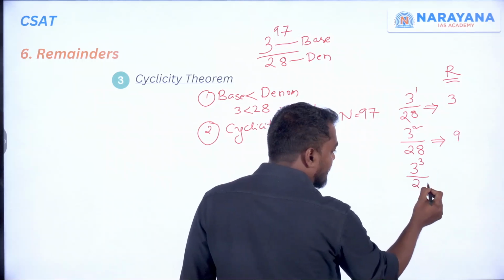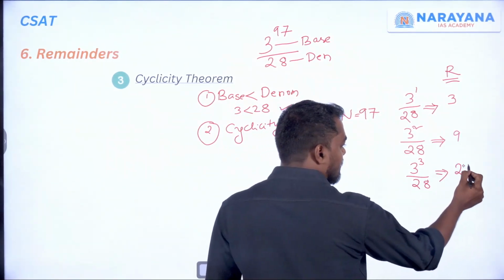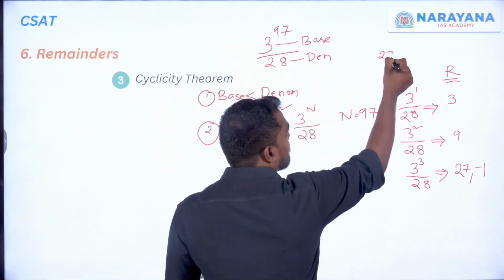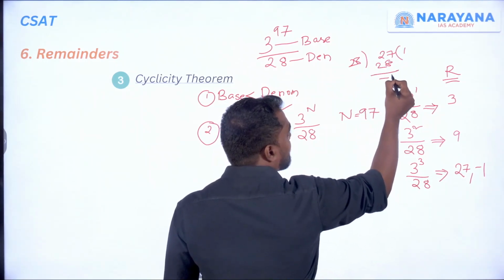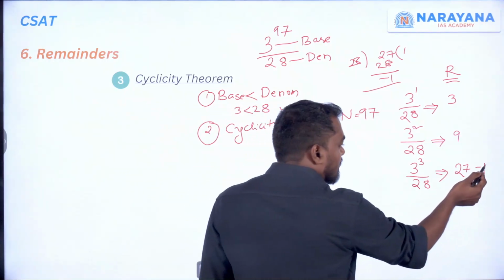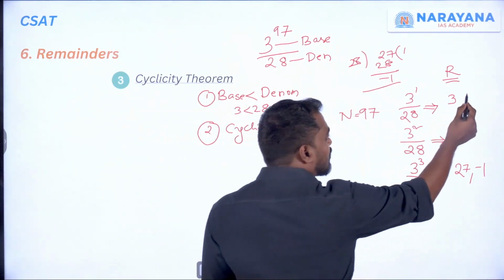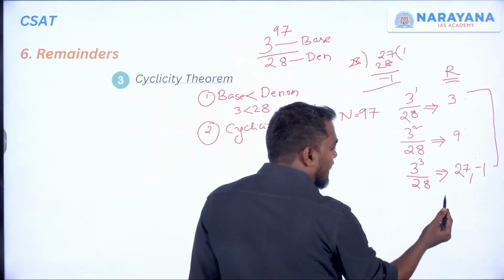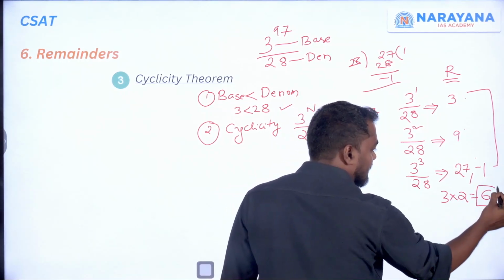3 cube by 28. What is the remainder? 27 or minus 1 also. What is 3 cube? 27. 28 ones are 28. Remainder is minus 1. Now as I told you, when you get the minus 1 as the remainder, you have to count the total number of steps. That is 1, 2, 3 and multiply with 2. 6 is your cyclicity.